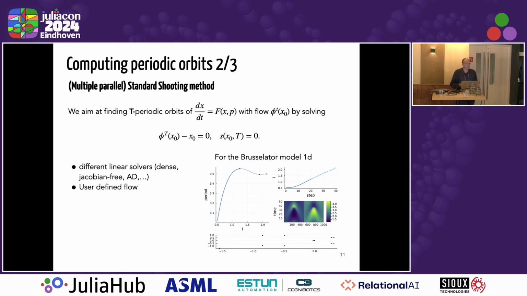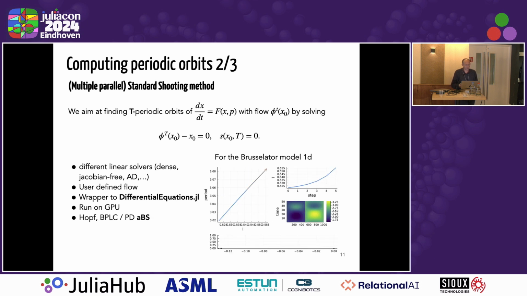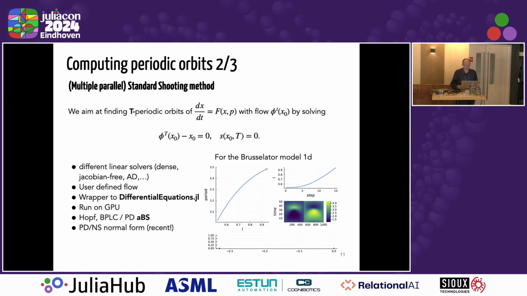You can define your own flow, okay? Or you can use wrappers to DifferentialEquations.jl that's already provided in the library. It runs on GPU. You can branch automatically from Hopf bifurcation, period doubling, bifurcation of limit cycle automatically. Probably 2 months ago, I added the normal form for period doubling and Neimark-Sacker bifurcations.